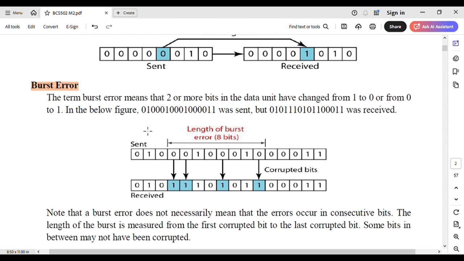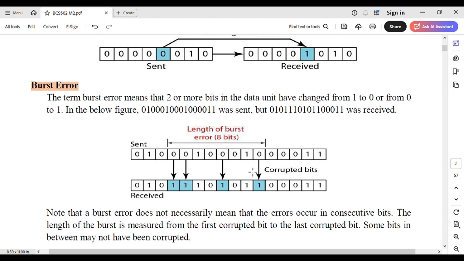This can be caused by hackers, software, hardware, or several other alterations present in the network. In the figure below we have sent this data, but at the receiver we have received it with some alteration. So here, 0 1 0 0 0 1 0 0 0 1 0 0 0 0 1 1.